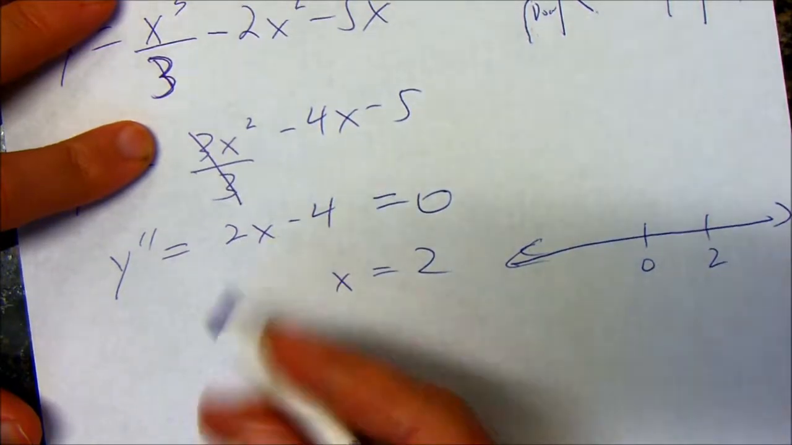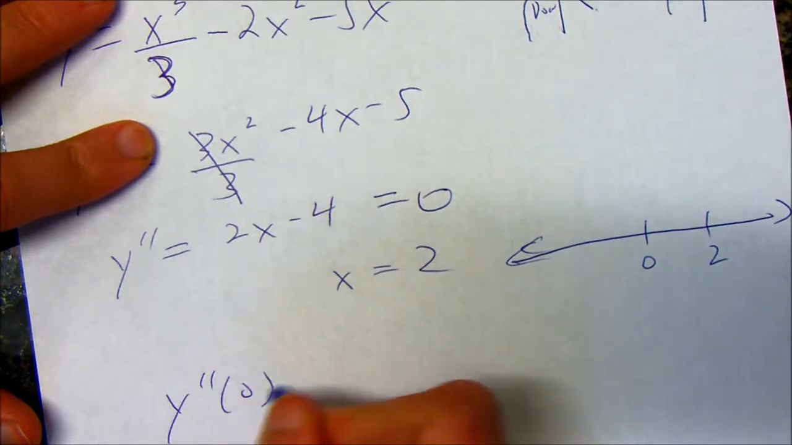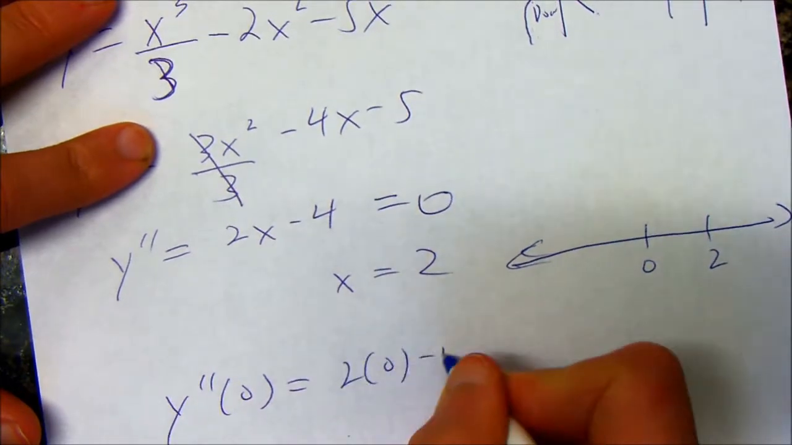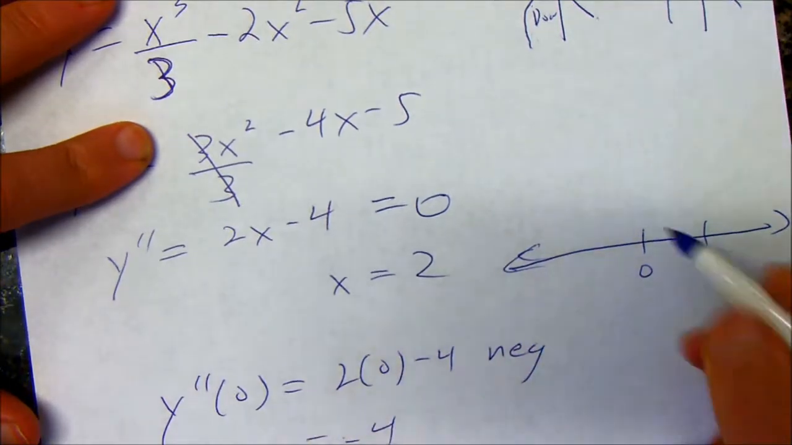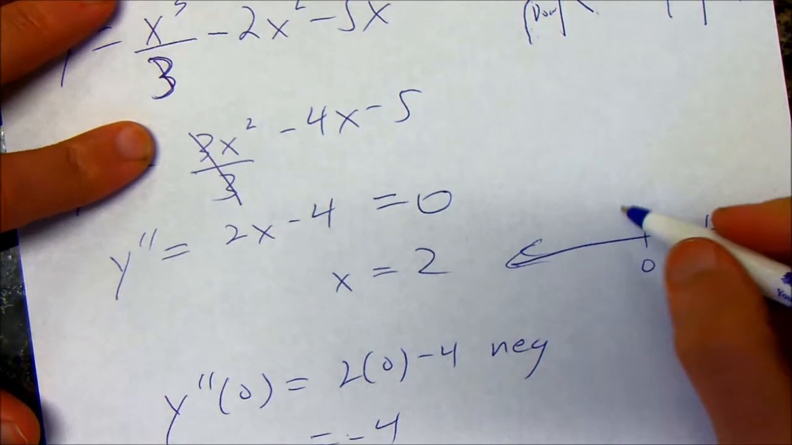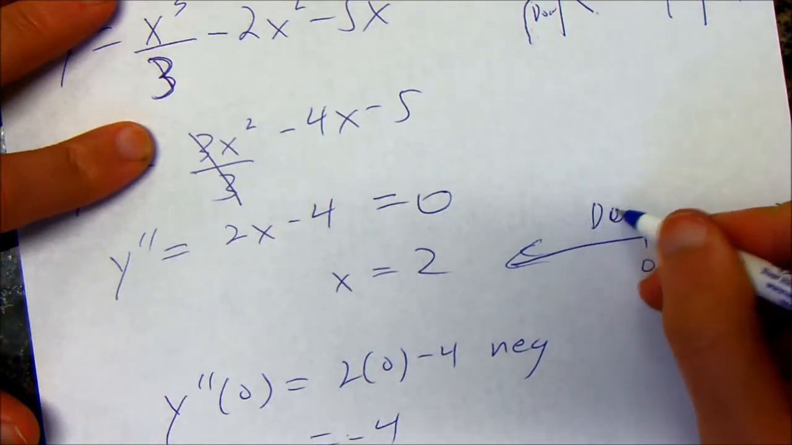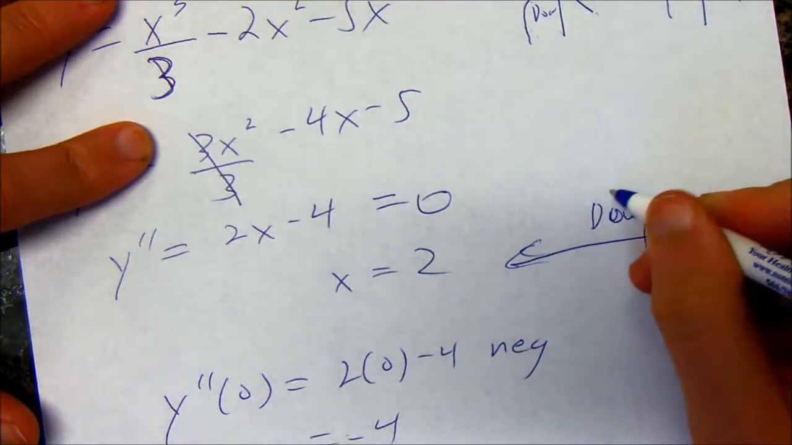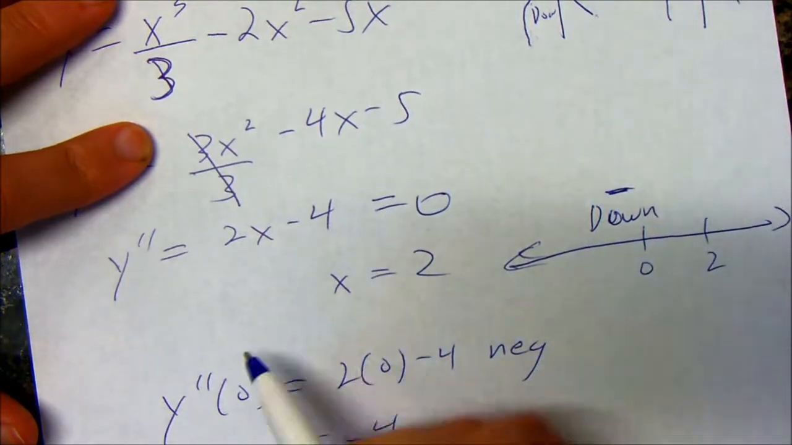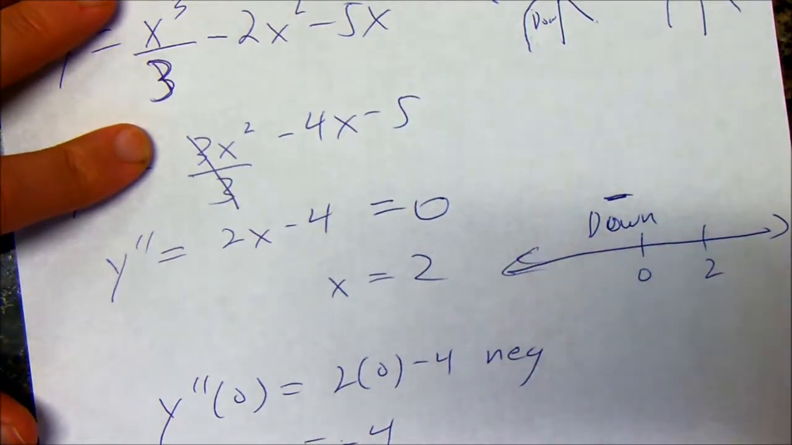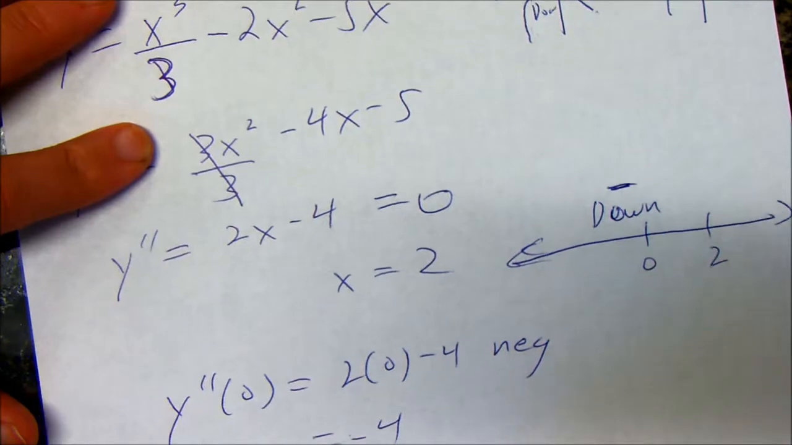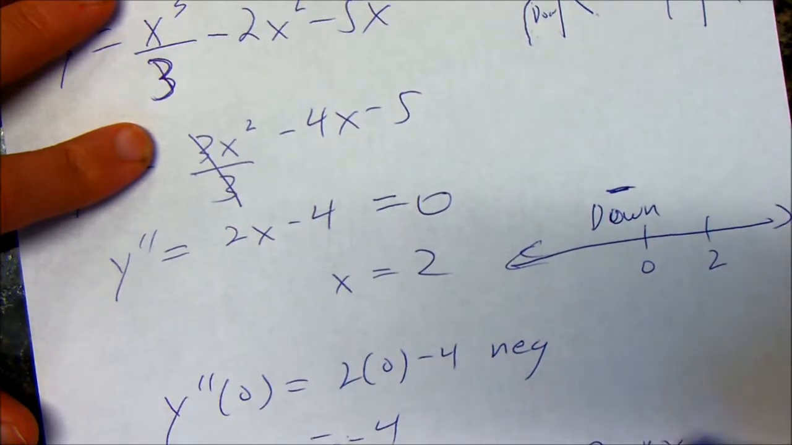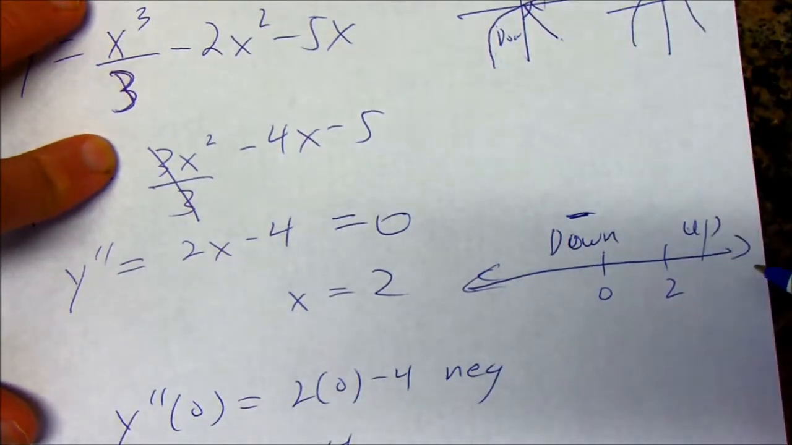So if I pick 0, to make our lives easier, y prime prime of 0 is going to be 2 times 0 minus 4, which is negative, right? I'll end up with negative 4. That means it's concave down before I get to 2. Some teachers like to put a minus sign. Right? Just draw a number line, then put a minus sign if it's concave down, plus sign if it's concave up. Plug in something to the right of 2. Try 3. 2 times 3 minus 4 is equal to 2. This is positive. So that means it's concave up on this whole interval.